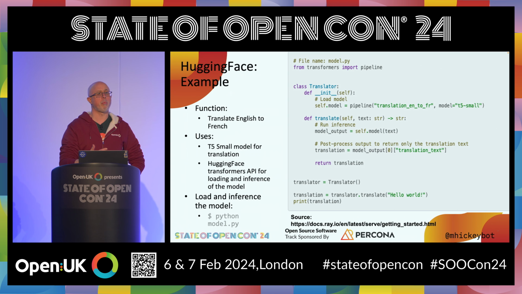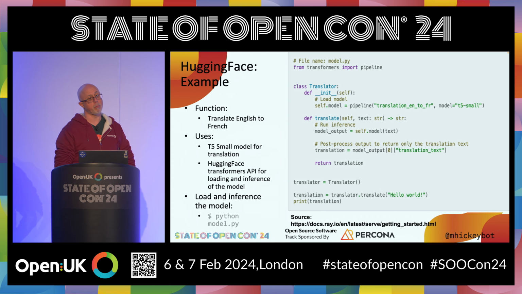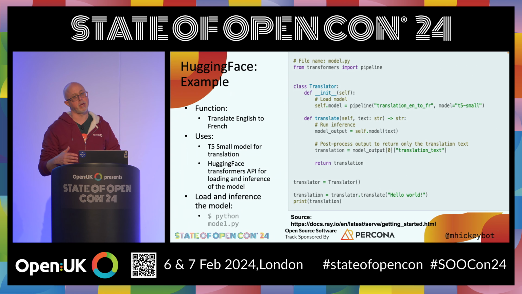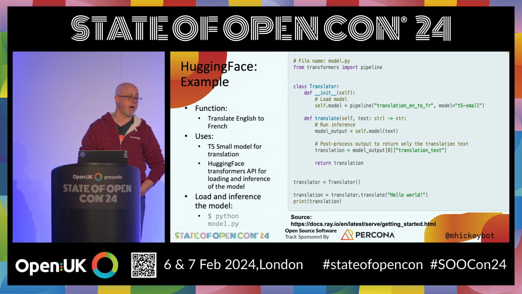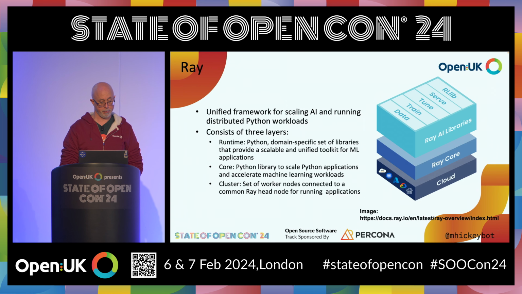So when you call the program here, the first time it's called, it's going to pull down that particular model from Hugging Face, and then after that, it'll cache the model, and it's just used from cache. Obviously, here I'm just running it on my local system.